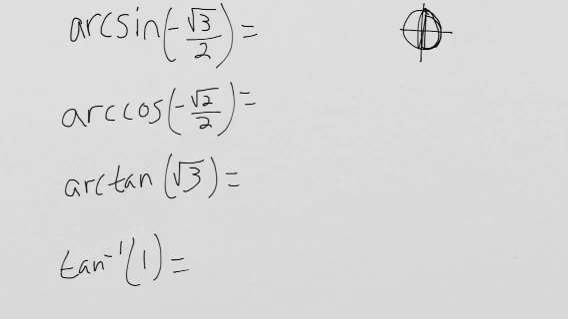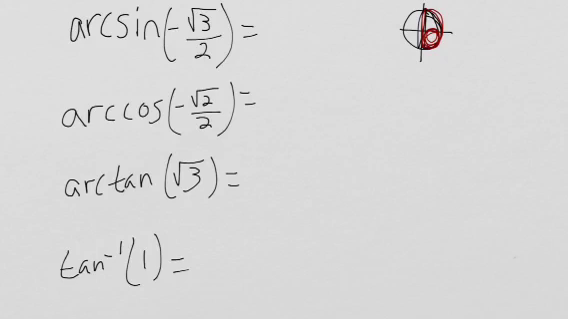Okay. So then we have to remember, sine is negative in the fourth quadrant, so we're going to have to be down here. That's the only place we could be for negative root 3 over 2. And then we have to remember the reference angle for negative root 3 over 2. This is a unit circle value.